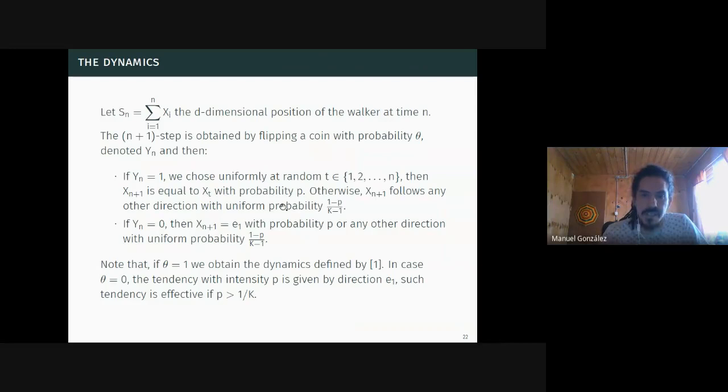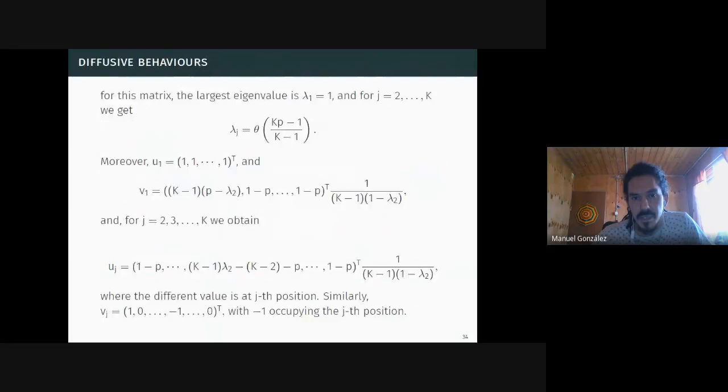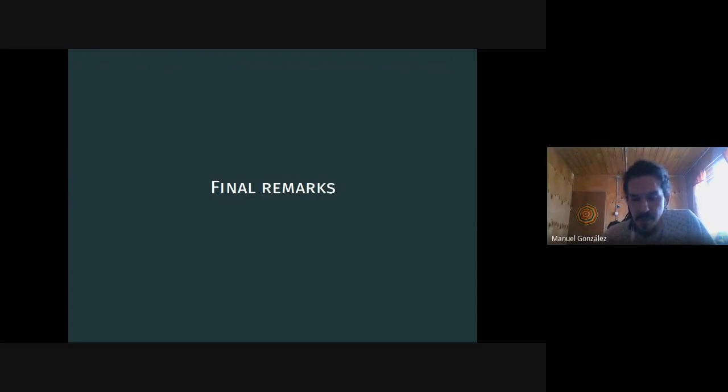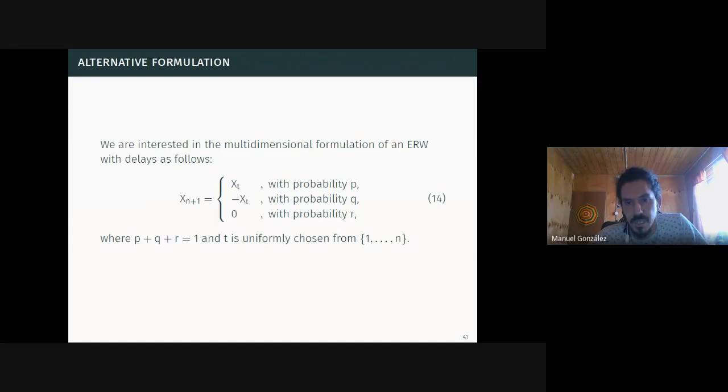your past. Okay, then the idea now, and this is joint work with my master student, the idea is to try to generalize by introducing a different parameter. If I look at the one-dimensional formulation, the idea is to have some probability to do the same that you chose in the past with probability p, with probability q to do the opposite, and with complementary probability to stay at the same position. Okay, this is something like an elephant random walk with delays in one dimension.